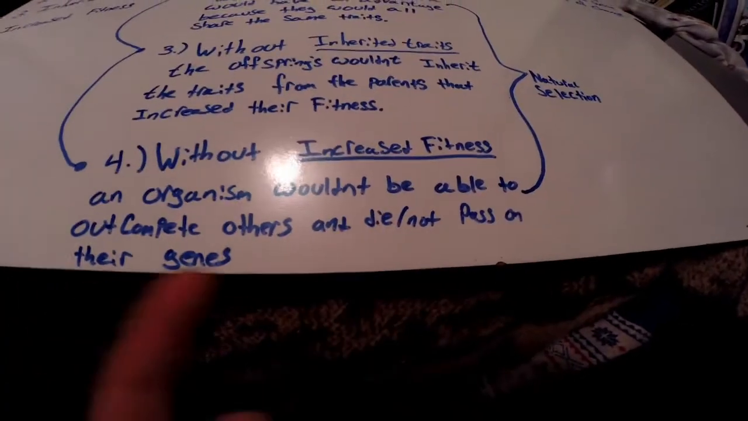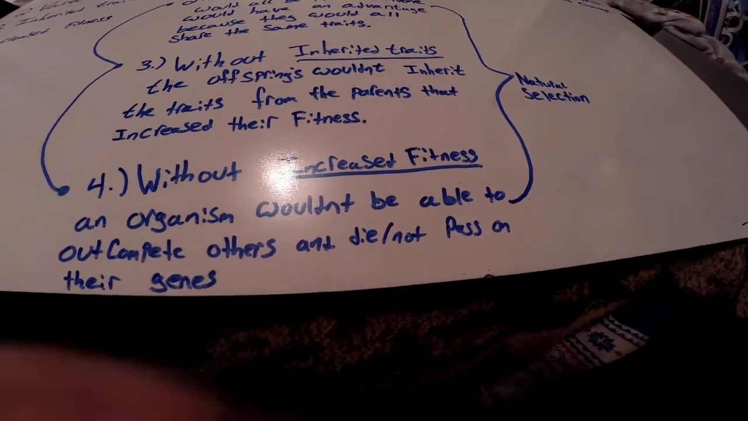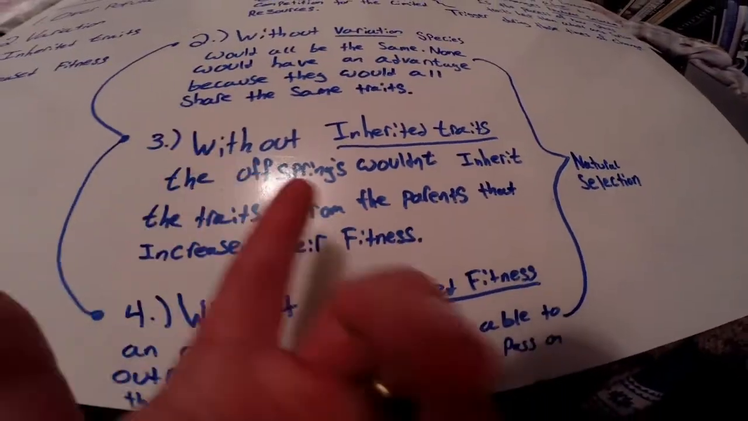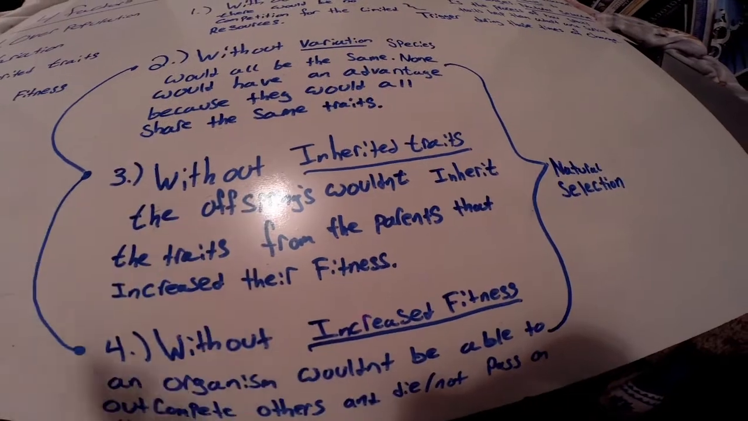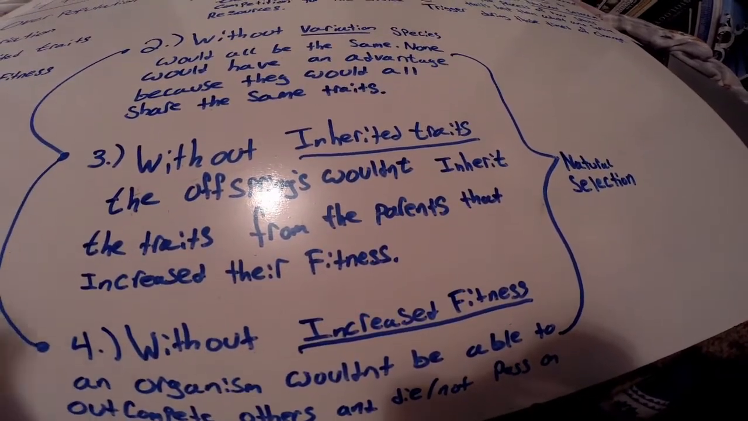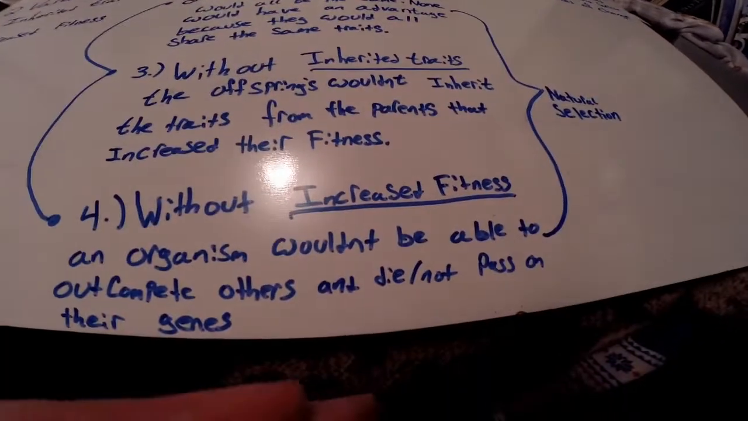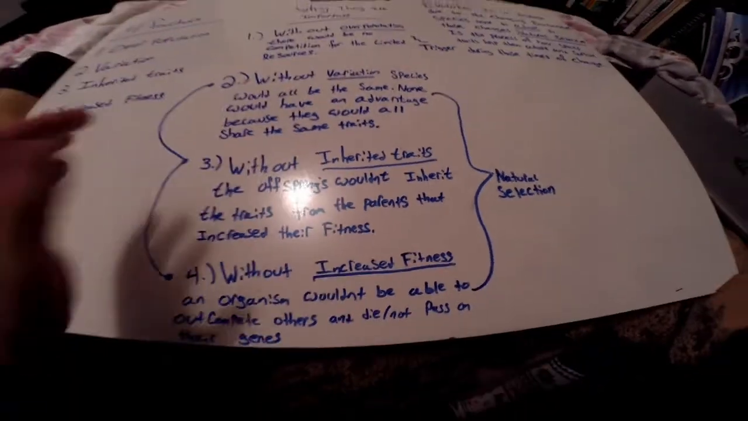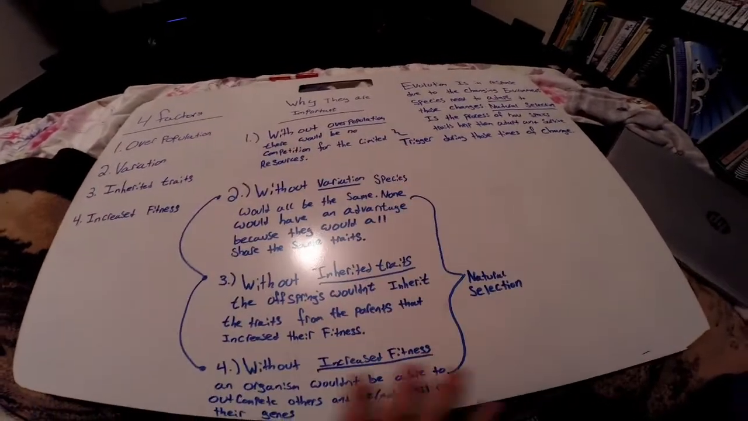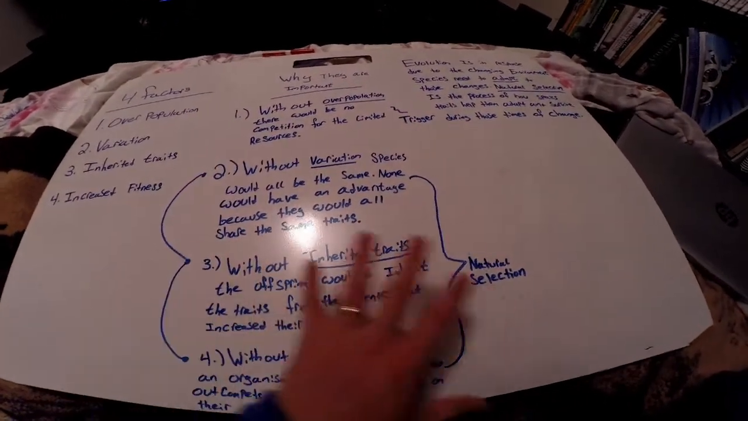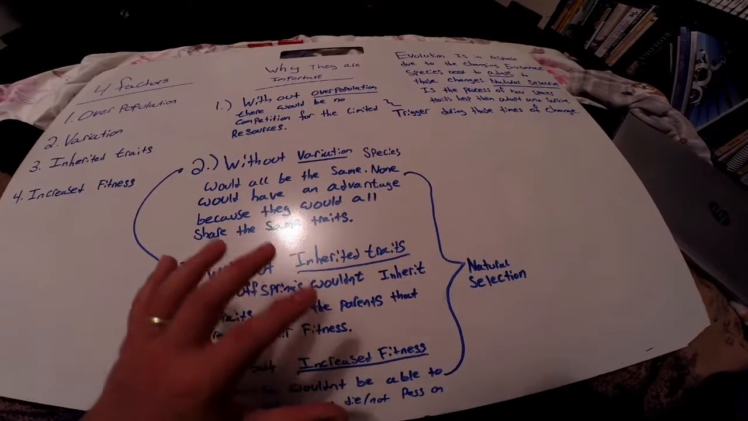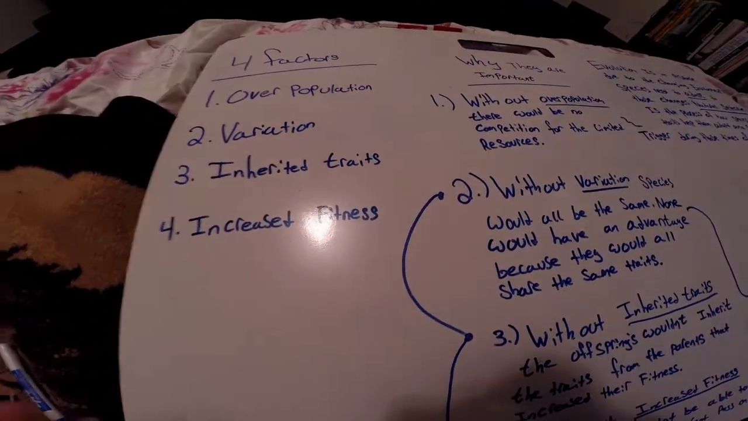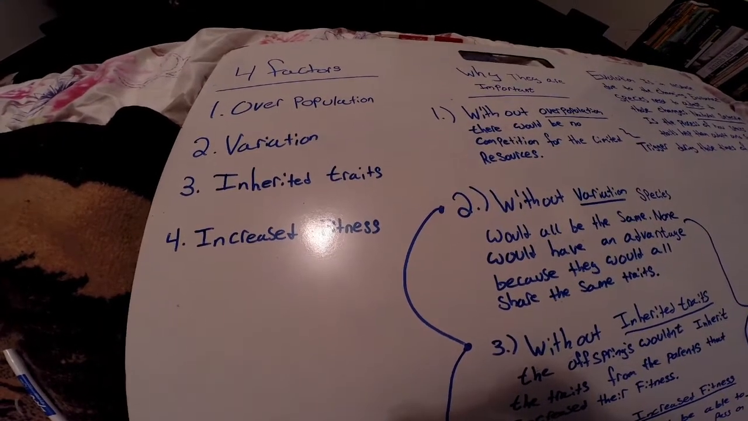Because of increased fitness, an organism is better suited to survive and pass down their genes. And if those traits weren't inheritable, then the next generation is going to be screwed, because they don't have that increased fitness that their parents did to make them survive better. So that's why I pinned these all in the overlining thing, right here, 2, 3, and 4. These are going to be natural selection. Variation, inherited traits, increased fitness, that's what they all are. To me, that's how I would categorize it.